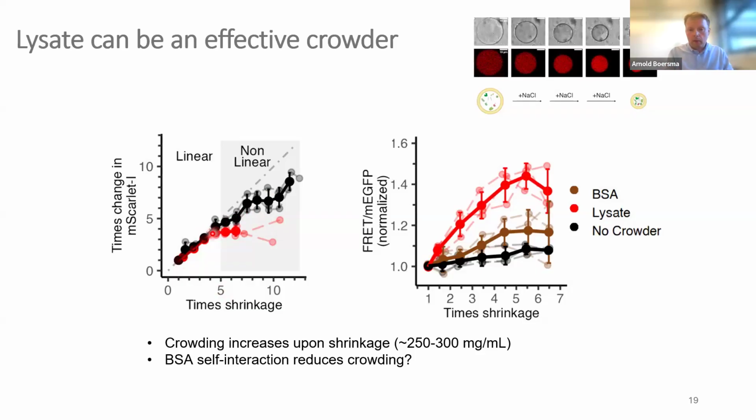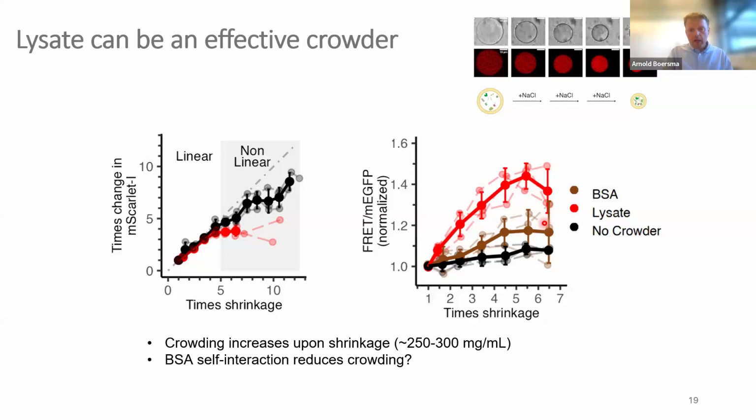So when we measured the crowding with the sensor, we indeed saw that the crowding increases quite a lot with shrinkage up to 5 times. The starting lysate concentration is about 50 to 70 milligram per milliliter of protein in the lysate. When you don't have any crowder inside the liposomes, of course, the crowding sensor does not show an increase. And interestingly, with BSA, you also see an increase, but it's less of an increase in crowding. So at the same concentration, lysate seems to be even a better crowder than BSA. We suspect that this is mostly because BSA is also prone to self-interact. We also see that the vesicles with BSA are easier to shrink, so they have less pressure inside, which could be due to self-interaction.